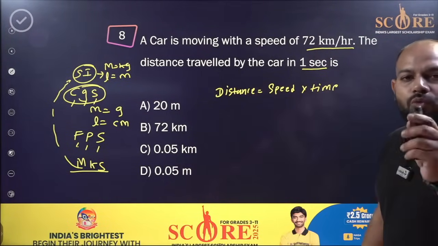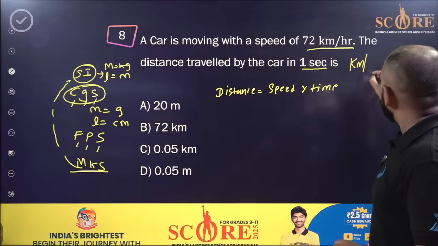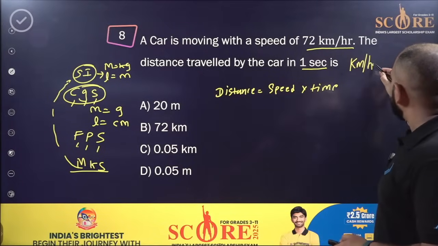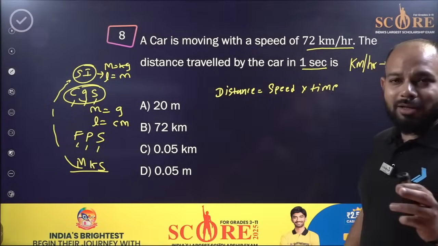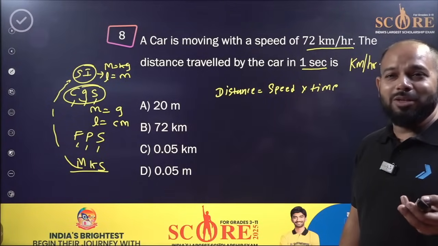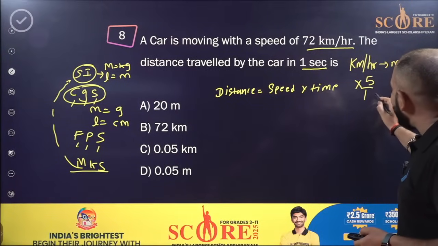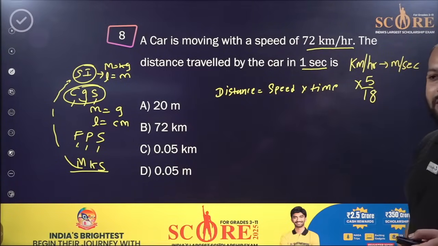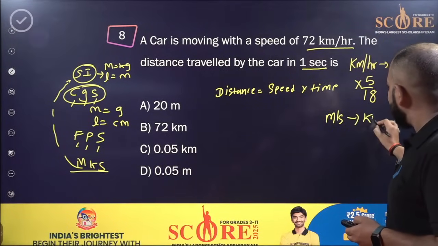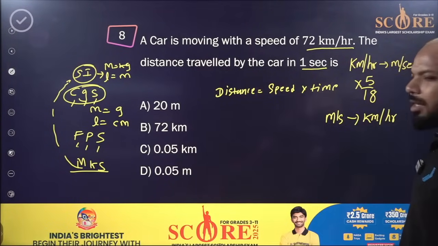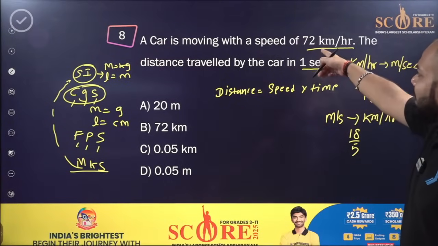So whenever you want to convert the unit of km/h, just note it down if you want. Whenever you want to convert km/h into meter per second, you have to do one thing: multiply it by 5/18. You have to multiply by 5/18. Then, sir, if I want to convert from meter per second to km/h, what do I have to do? Just do the reverse of it, 18/5.